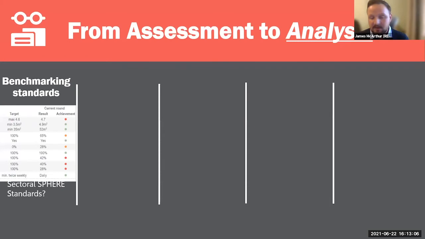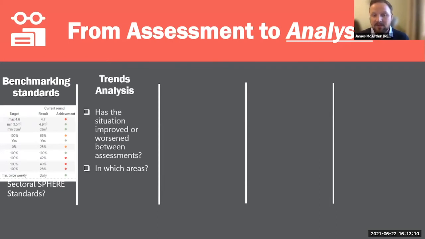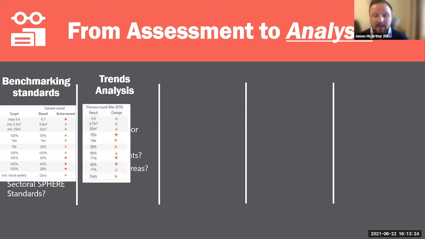And then if this is a one-time information product or needs assessment, fine, but if it's something that's happening biweekly, monthly, quarterly, biannually, annually, we can start looking at trends analysis. Has the situation improved or worsened? Is it staying stagnant in one area? And if so, which area? And we can actually start to see where the situation specifically is improving or not for these specific indicators.